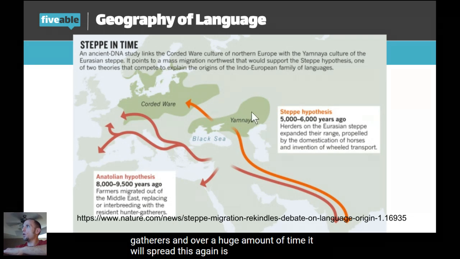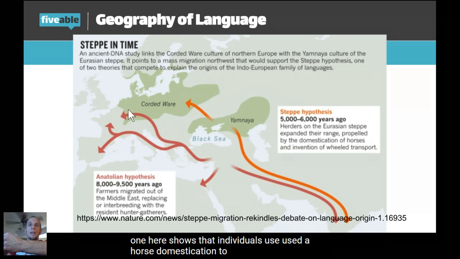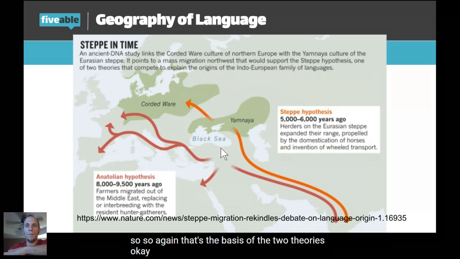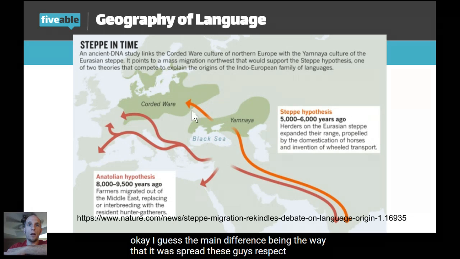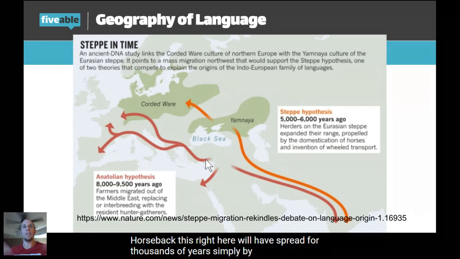This, again, is your Eurasian steppe. This map mentions the steppe hypothesis. And this right here shows that individuals used horse domestication to spread the language. So again, that's the basis of the two theories. I guess the main difference being the way that it was spread. These guys here spread on horseback. This right here will have spread for thousands of years simply by expansion, diffusion.